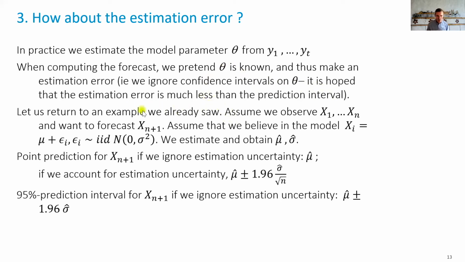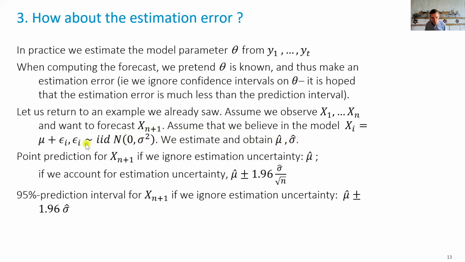So if we look at what happens on a very simple example, assume we observe x1 to xn, and we want to forecast xn plus 1, and assume that we have the simplest of all models that we already discussed yesterday, which is xn is simply equal to a constant plus noise. Not a very exciting forecast exercise, of course, but that is just to show how things work here. By doing that, we obtain an estimate mu hat of mu, and also, if we want, sigma hat of sigma.